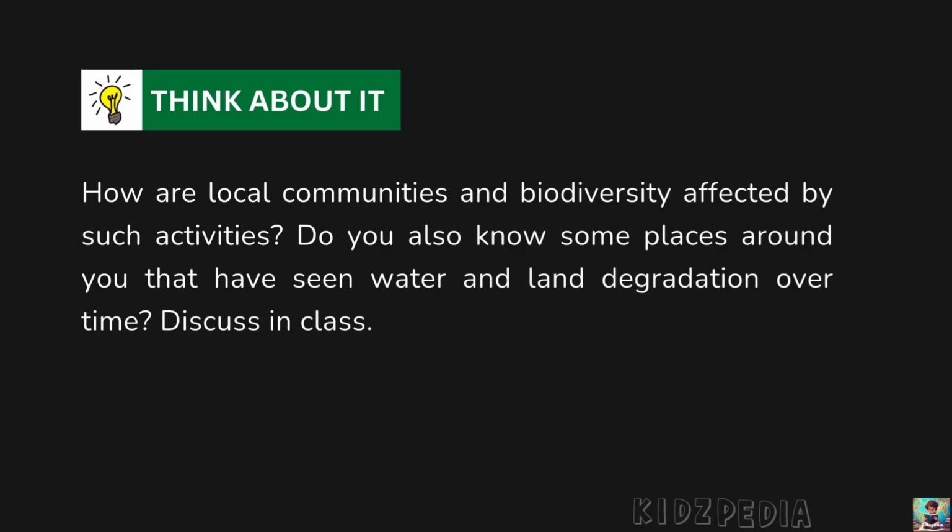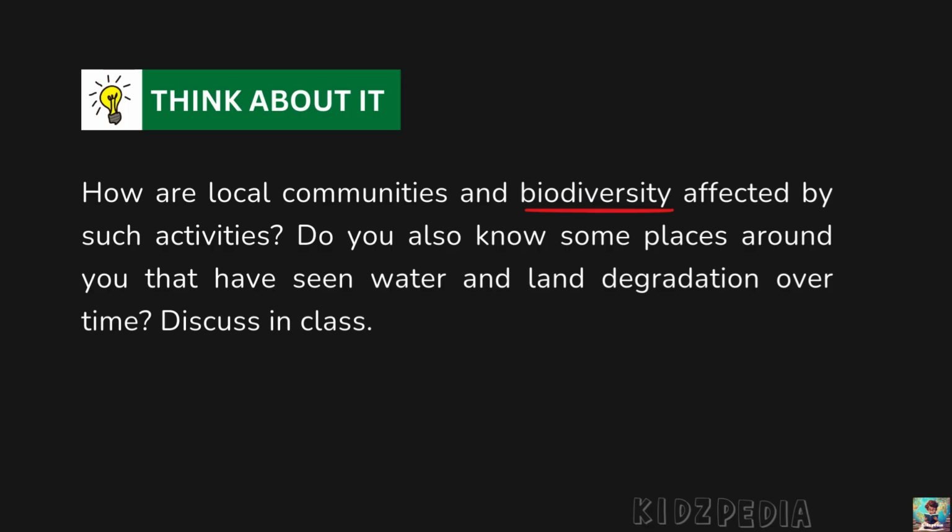Think about it. How are local communities and biodiversity affected by such activities? Do you also know some places around you that have seen water and land degradation over time? Discuss in class. Biodiversity refers to the different types of life forms that exist around us. This includes all living things such as trees, animals, birds, fish, and even small insects.